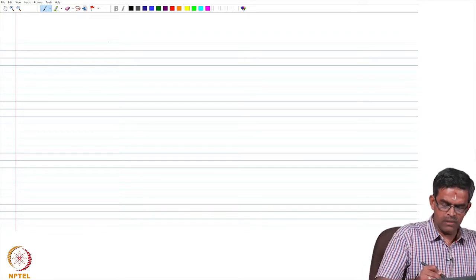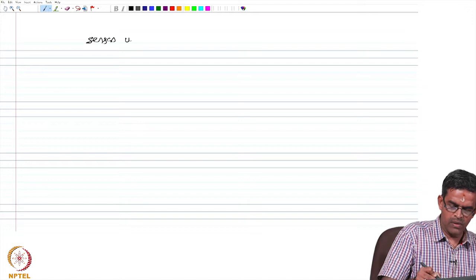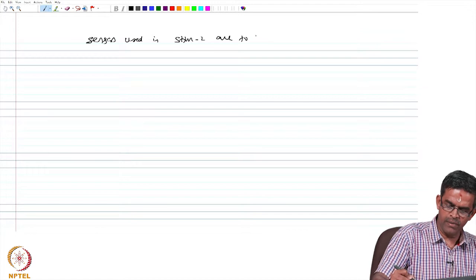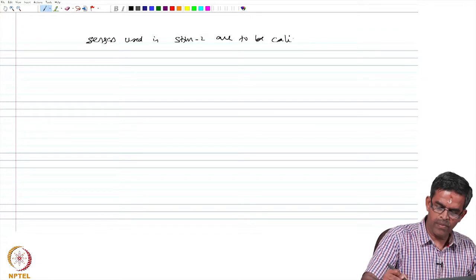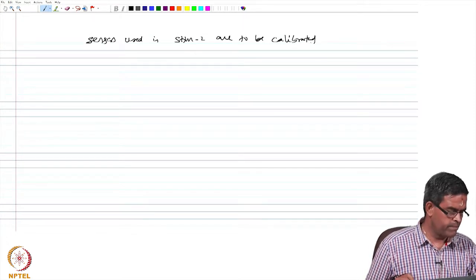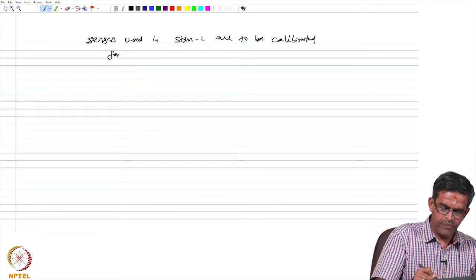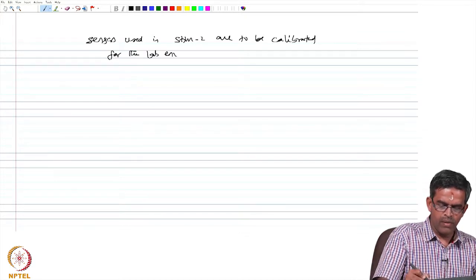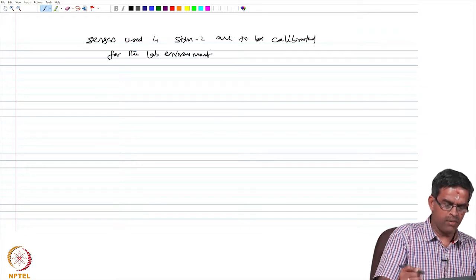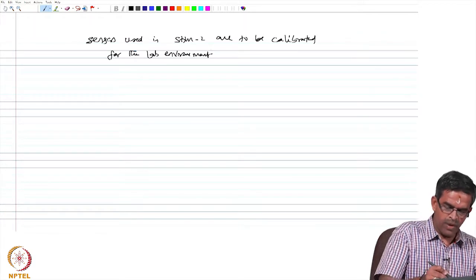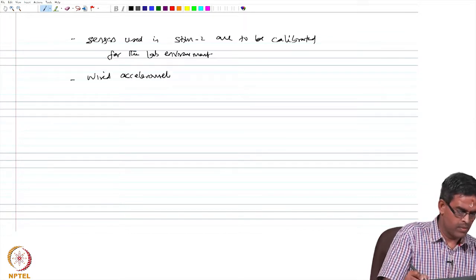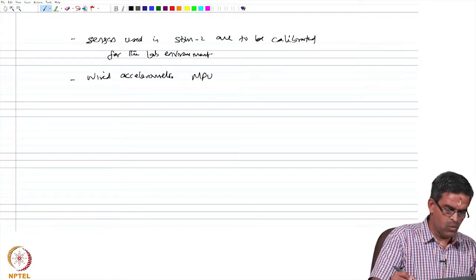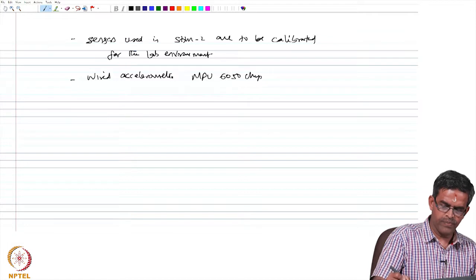Now, the sensors used in SHM 2 design are also to be calibrated for the lab environment, because the real time monitoring and the lab time monitoring will be different. So, we have used the wired accelerometer, which is MPU 6050 chip in the present study.